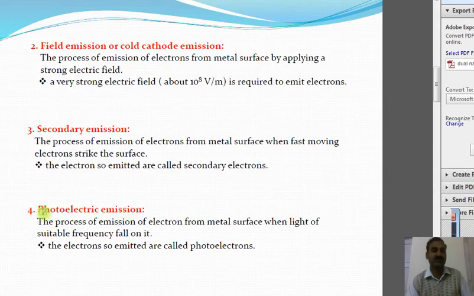Next method we have is photoelectric emission. Again, the name suggests, when photon strikes, that is light strikes the metal surface, the process of emission of electrons from metal surface when light of suitable frequency strikes the surface is called photoelectric emission. And the electrons so emitted are called photoelectrons.